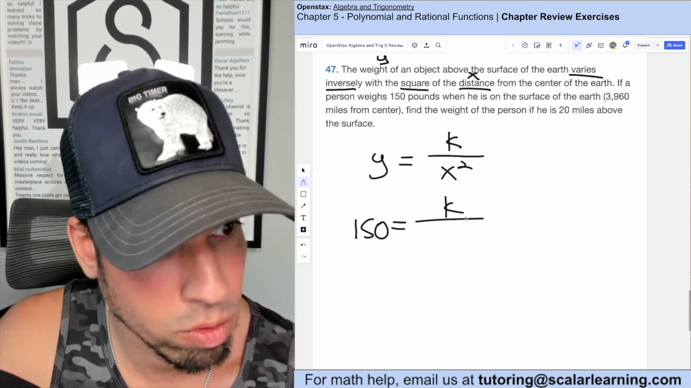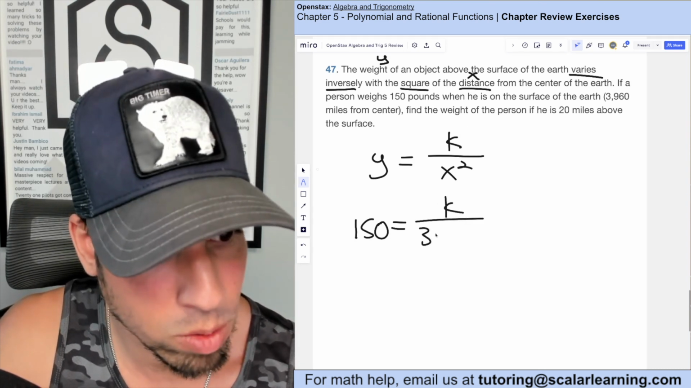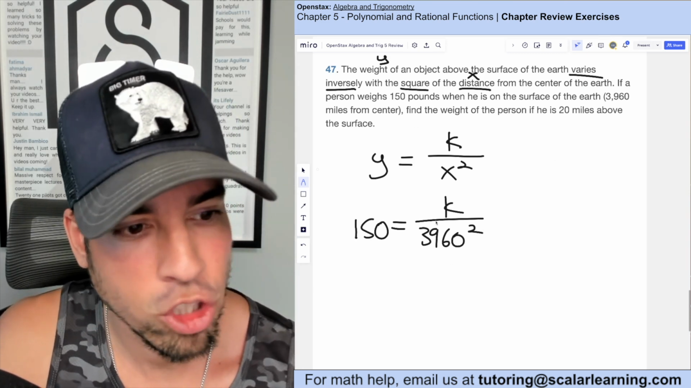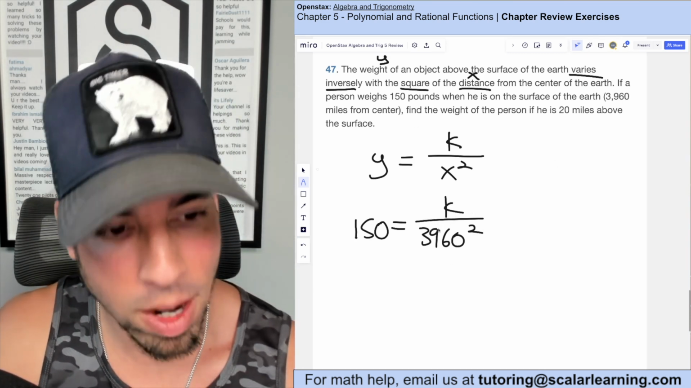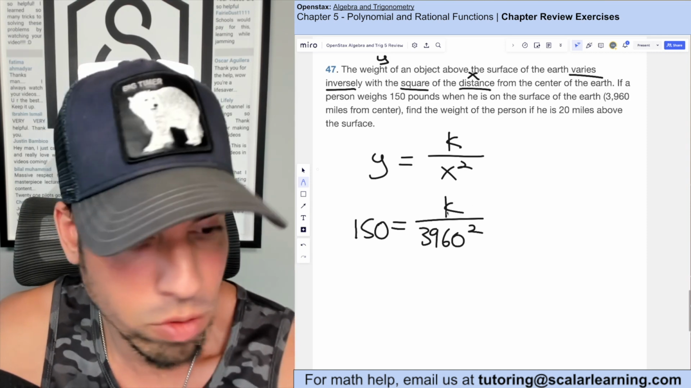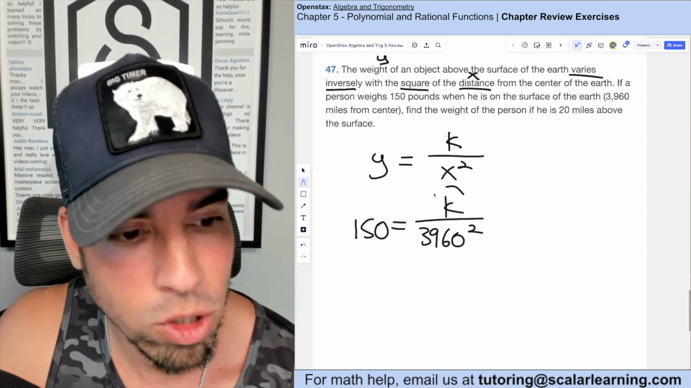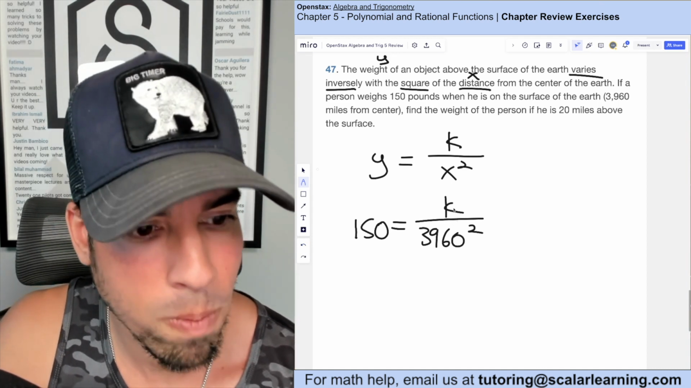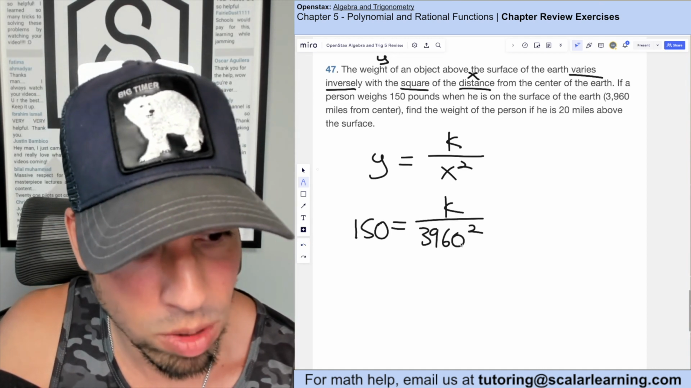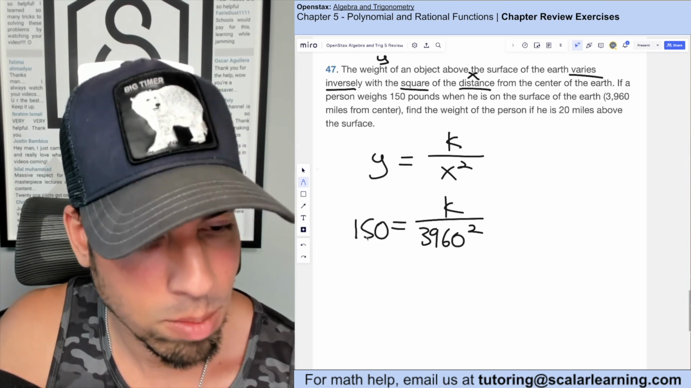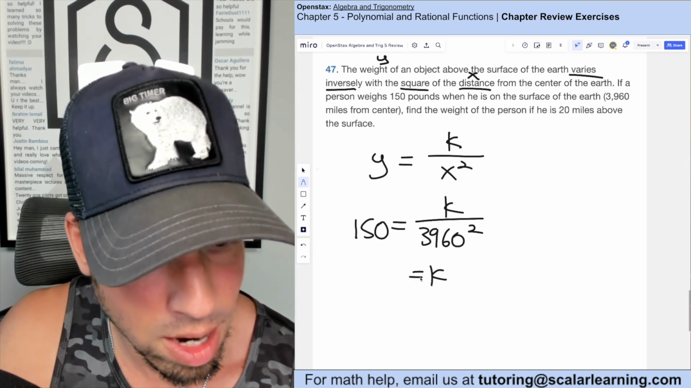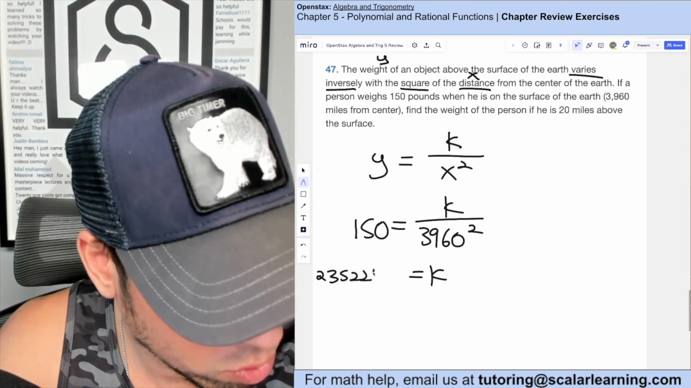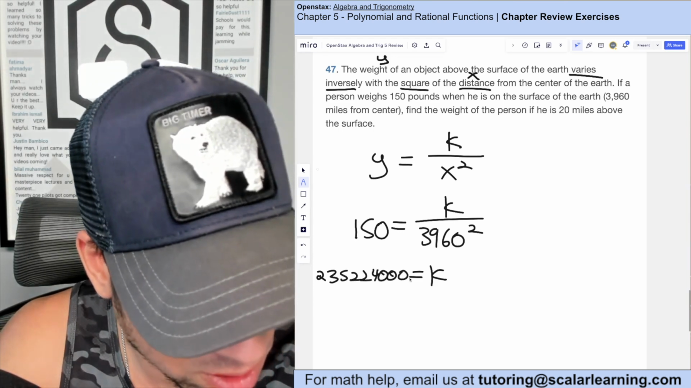So that's 150 equals k over, and I'm just plugging this in, 3,960 squared. So I'm plugging and chugging. And why do we start with this? Because for direct variation, or inverse variation, or any of these variations, the first thing is I need to figure out what this constant is. This is enough information for me to do so, because I can multiply both sides by 3,960 squared, and multiply by 150 using a calculator, which gets 235,224 with 4 zeros, so a huge number.